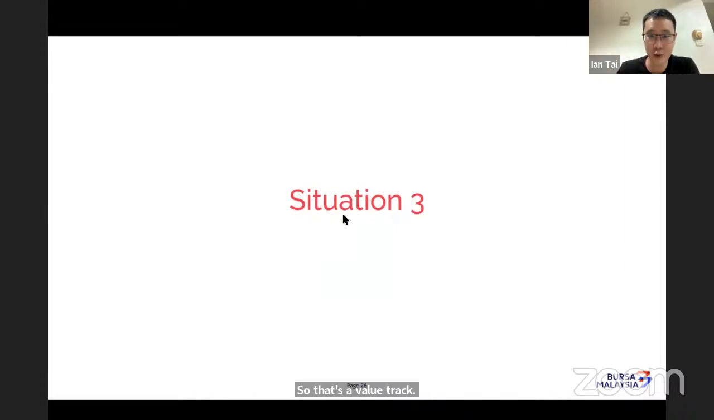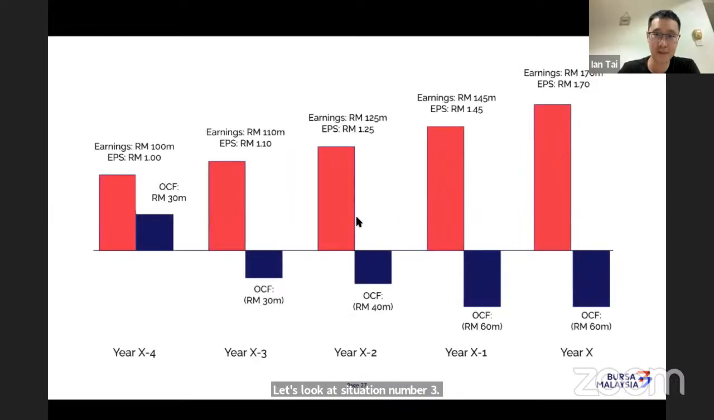Now, let's look at situation number 3. Situation number 3 looks something like this. Now we have a company where, if you look at the annual report, you can see that the earnings have been increasing consistently over the long term, up from 100 million to 110 million, 125 million, 145 million, 170. So the earnings per share has been increasing over time.